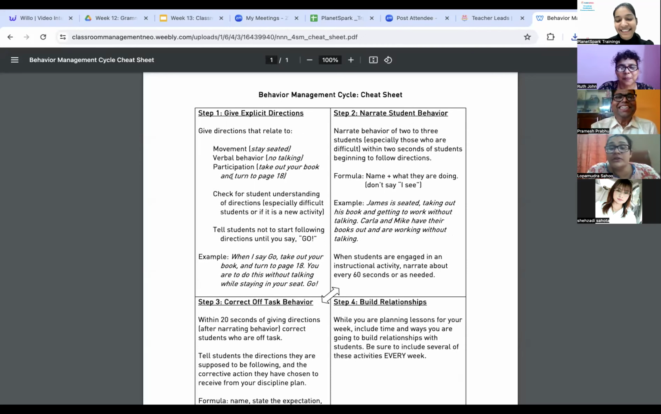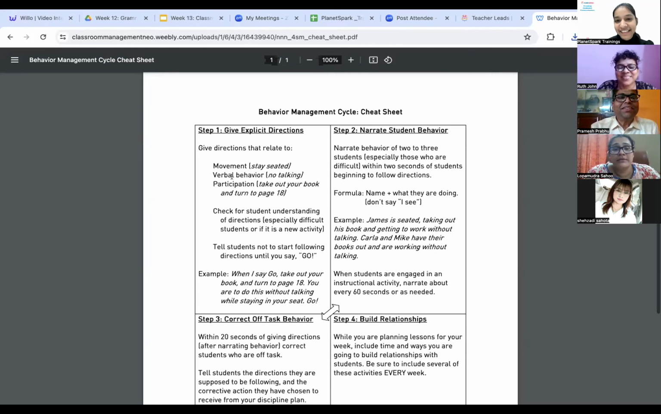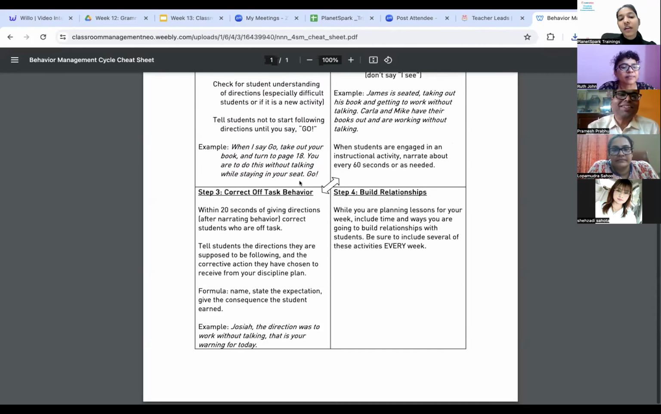Class narration is happening, right? Yes. So this is your cheat sheet that I will be sharing. Behavior management cycle. The first step is always giving explicit instruction. The second step is narrating student behavior. The third is corrective action, which is also correcting off-task behavior. So these are the three major steps. The fourth one is ongoing, where you build a relationship with them to help implement this cycle easily.